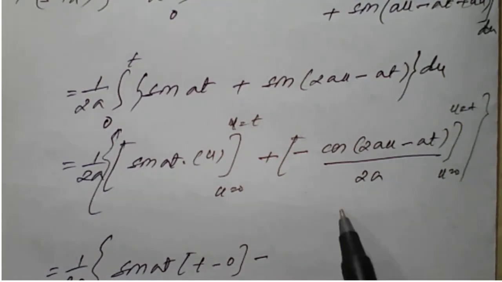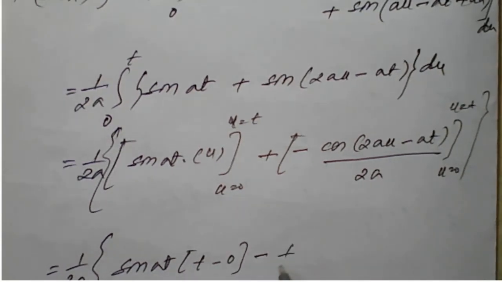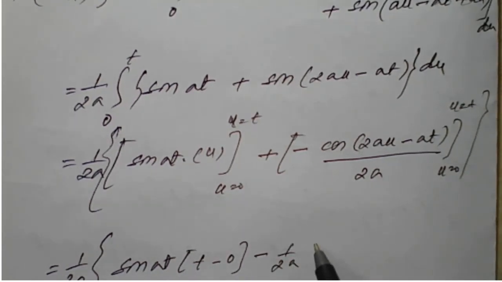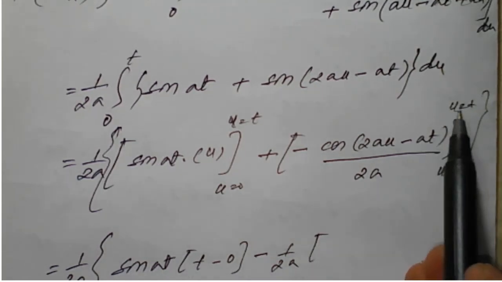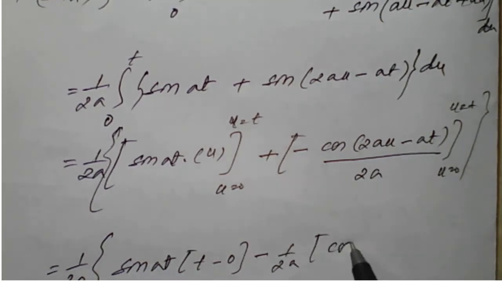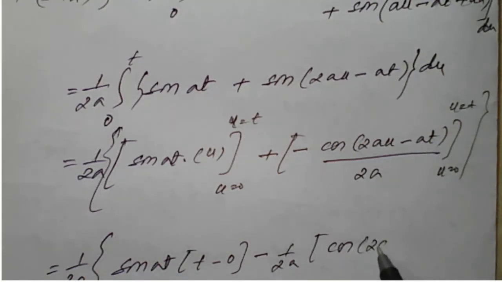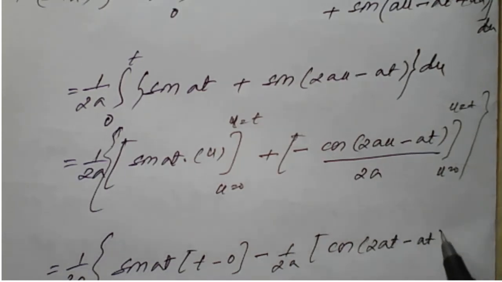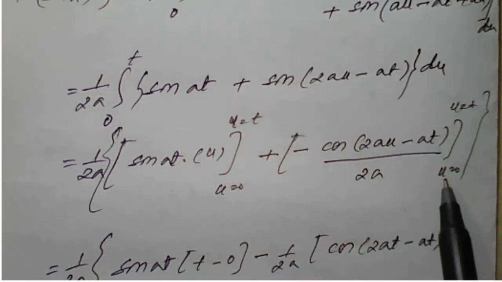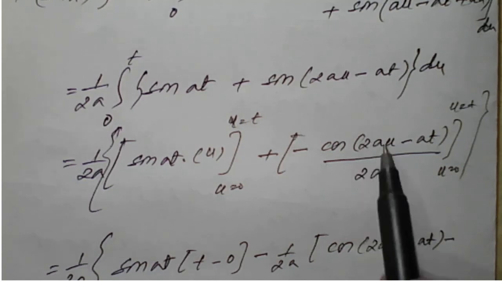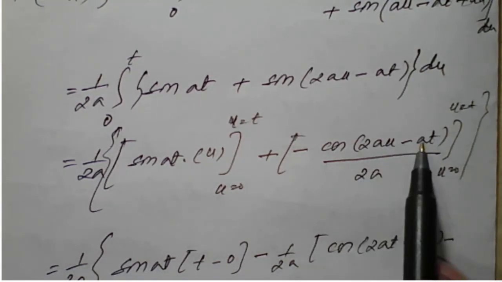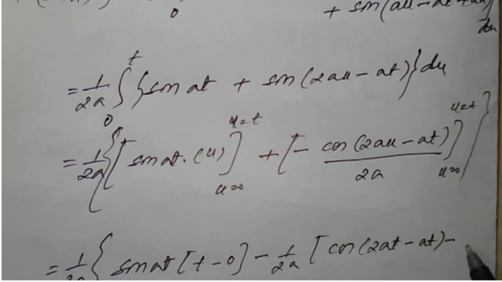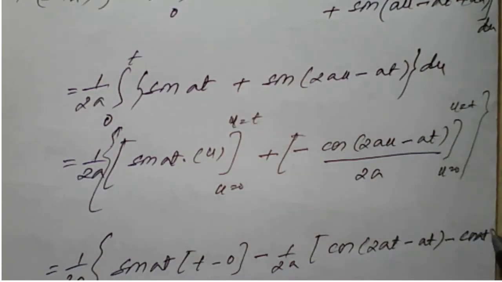So for this, 1 upon 2a is a constant. Apply the upper limit, replace u is equal to t. So u is equal to t means the upper limit is cos of 2at minus at, minus the lower limit, where u is replaced by 0. So 2a into 0 is 0, and 0 minus at is cos of minus at. Cos of minus angle is always plus, so it is cos of at.